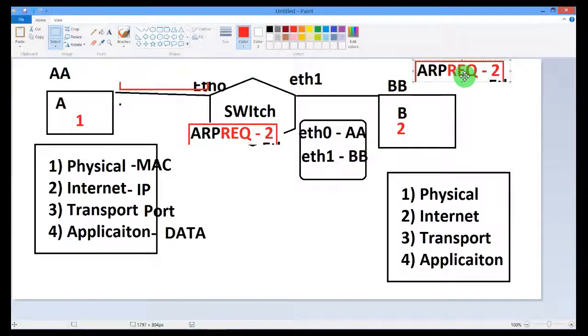System A will send the ARP request message in the broadcast network to every connected machine, and the reply will be sent only by the machine which has the mentioned IP address. The IP address is 2, right? So only the machine with destination IP address 2 will reply to that ARP request. When system B receives the ARP request, it checks the targeted IP address against its own IP address.